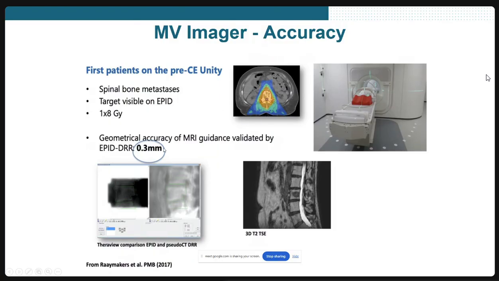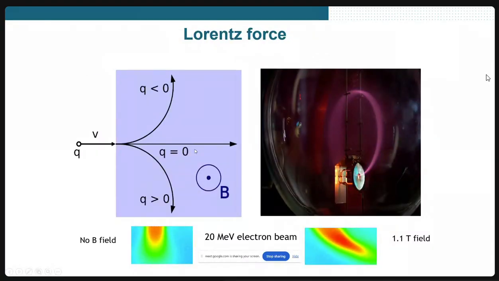If you take the MV image when you plan and then deliver, and you try to match the bony anatomy, it's very, very tight. It's almost 0.3 mm accuracy. But having said that, the Lorentz force is always there, because the electrons get deflected when you put them in a magnetic field. So of course we isolated the linear accelerator from the magnetic field, but there is another challenge that comes.